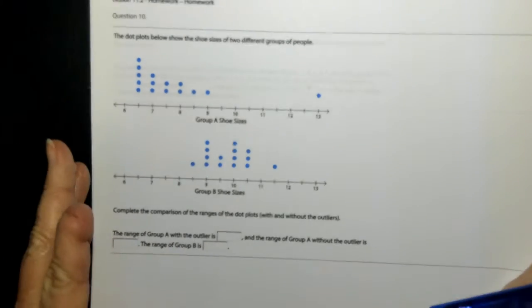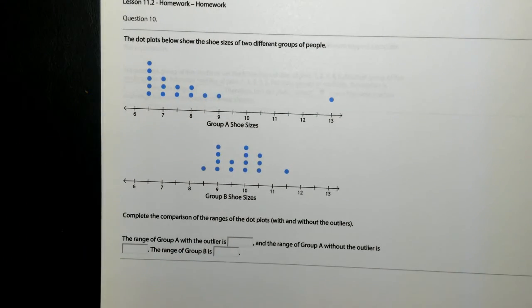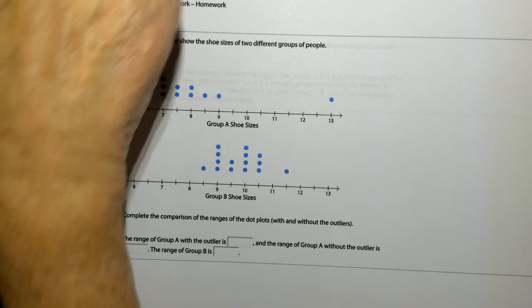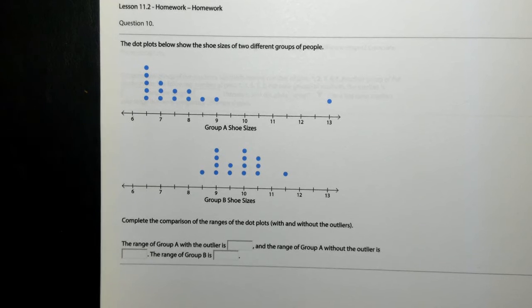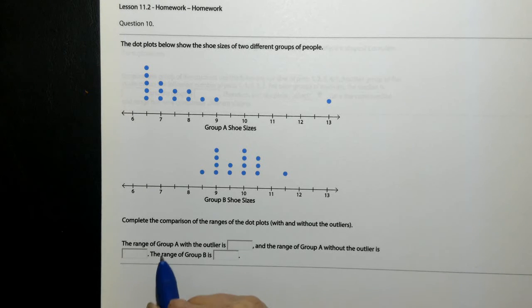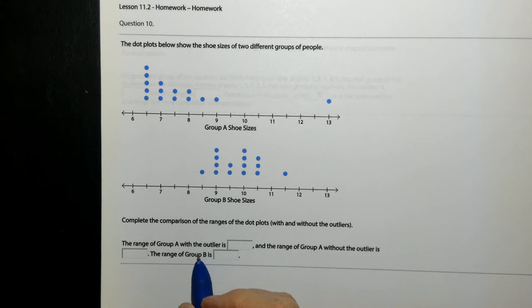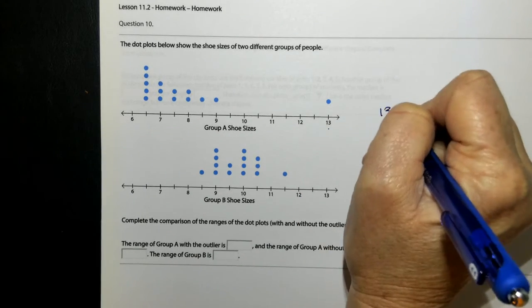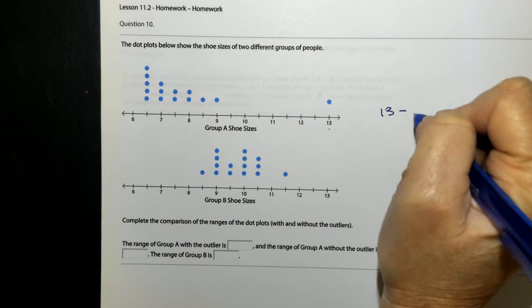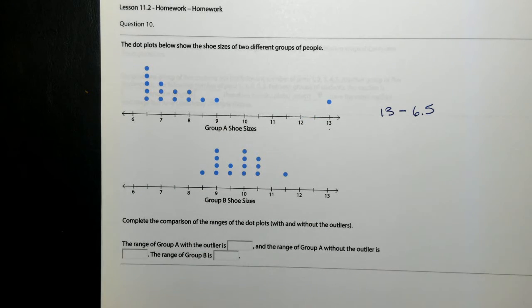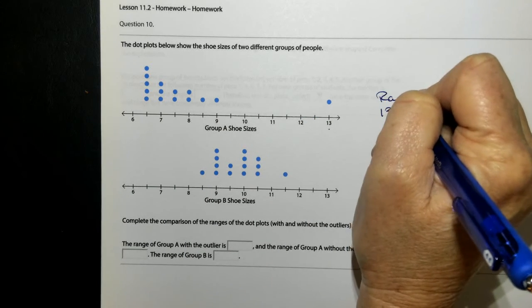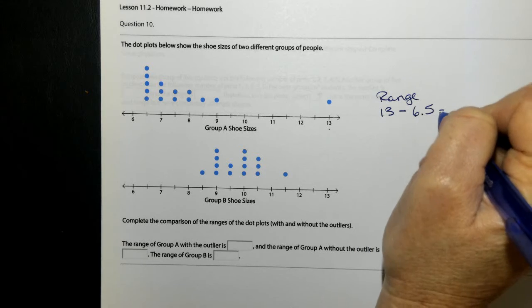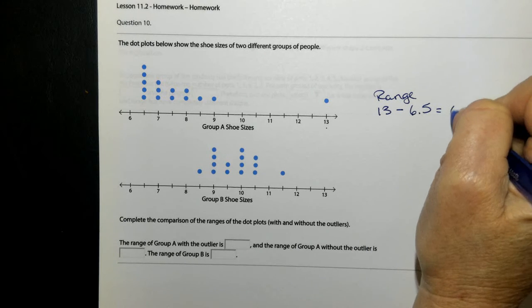All right, we have the same 2 graphs comparing again. Let's look at what happens to the range with and without the outlier. So Group A with the outlier: we've got 13 and all the way down to 6.5. So the range is 13 minus 6.5, which is 6.5.